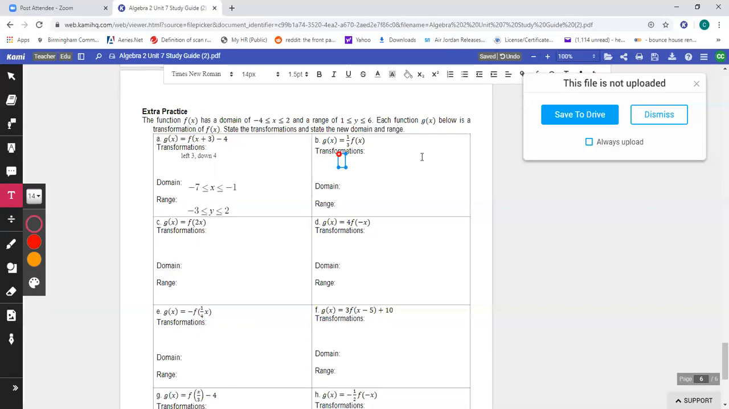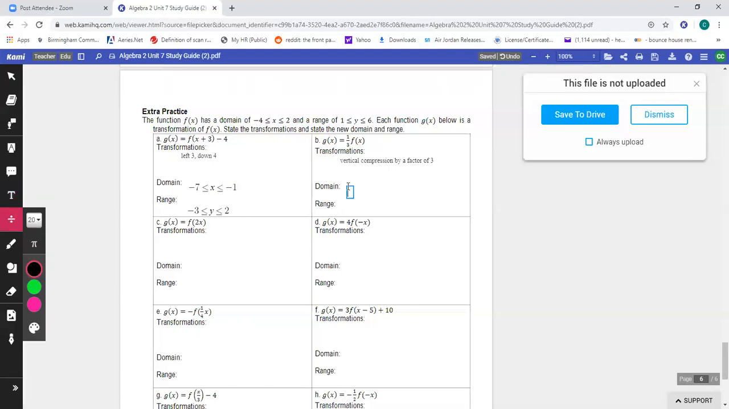Now, for transformations here, for the second one, it is just a vertical compression by a factor of 3. Your domain does not change. It stays exactly the same, and here's the reason why. A vertical compression by a factor of 3 only affects the y values. So I am just going to put the same thing for my domain here.